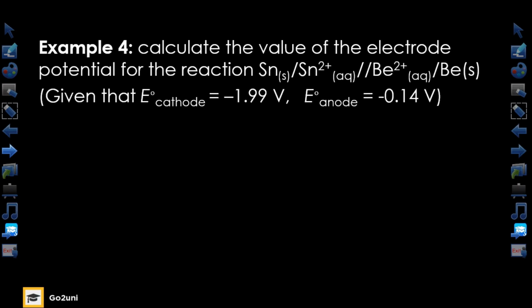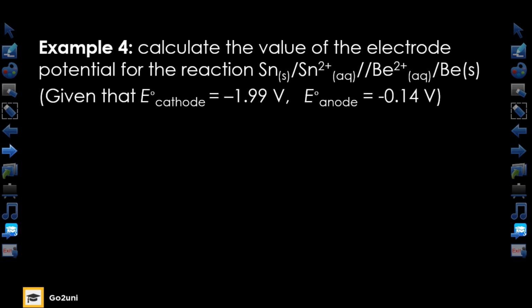We should calculate the value of electropotential for tin and beryllium. We have been given that E cathode is minus 1.99, E anode is minus 0.14. So the question is, which of them is E cathode and which is E anode? Looking at what we have there, we can see that tin is being oxidized while beryllium is being reduced. So if tin is oxidized and beryllium is reduced, which of them will have that value?